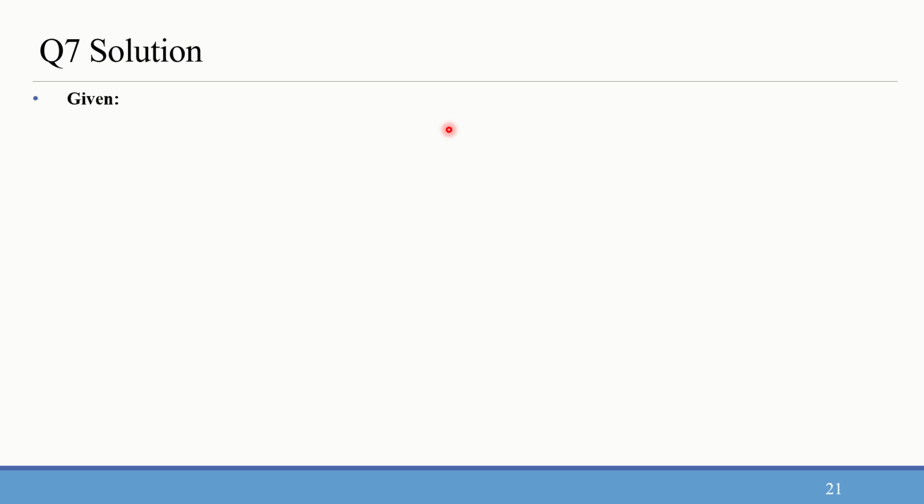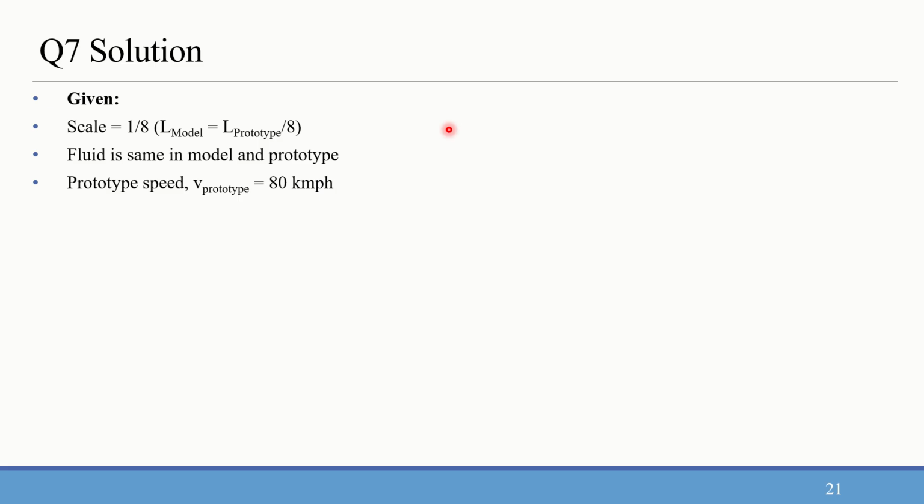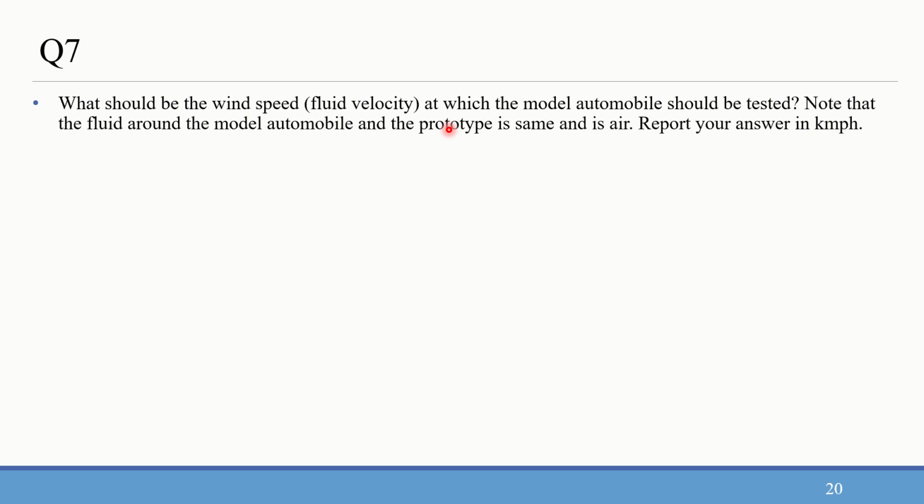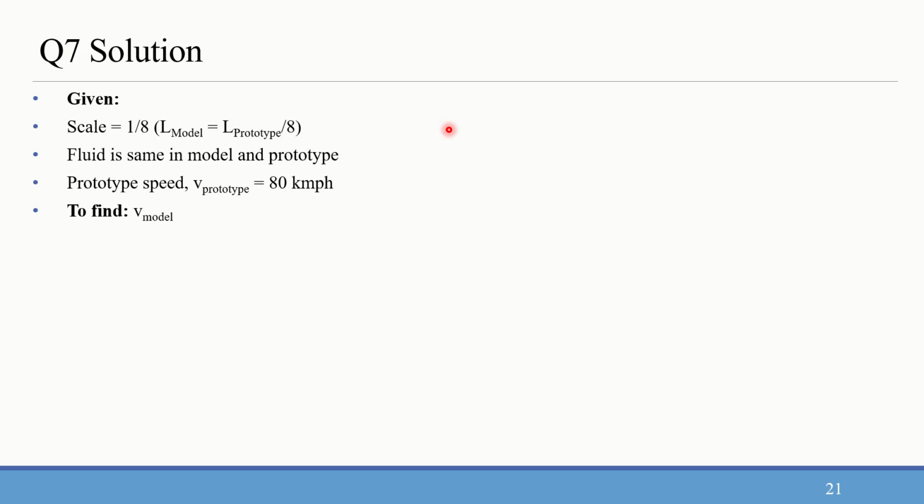Okay, now we'll see how to do that. So the scale was given as 1/8, meaning the prototype is 8 times the model, or the model is 1/8 of the prototype. Fluid is the same in model and prototype, and prototype speed is given as 80 km per hour, and we are asked to find the model speed. And what was the unit asked? Report your answer in kilometer per hour. So the answer is in kilometer per hour only, and we have to find the velocity of the model.